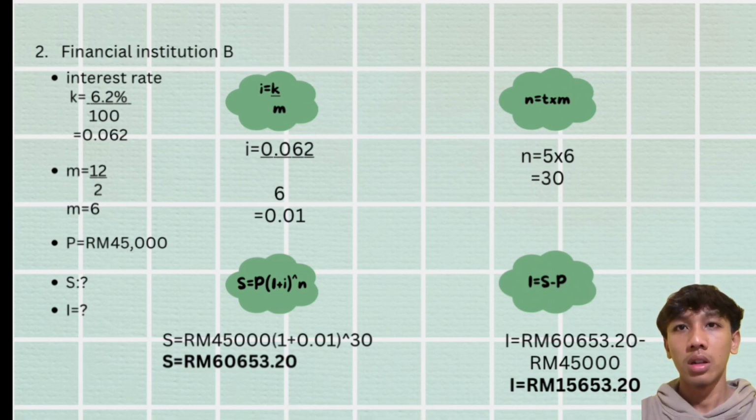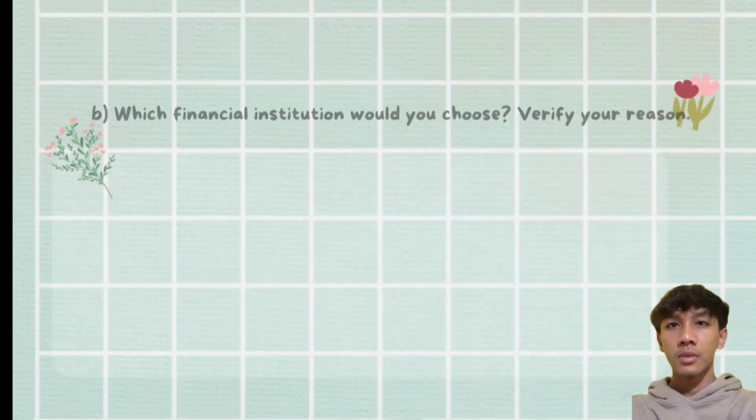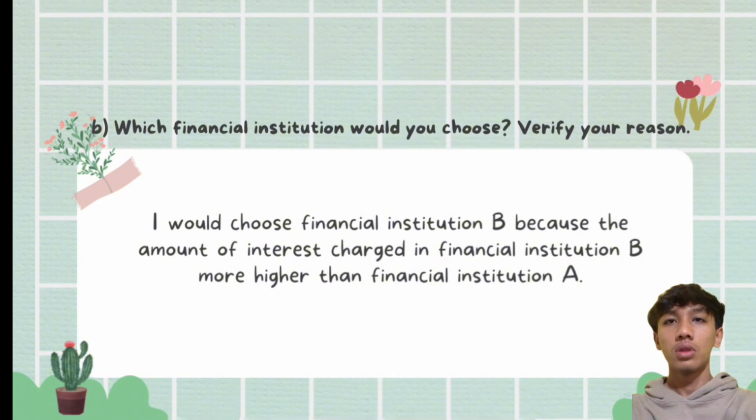After that, to find I, we use the formula I equal S minus P, and then we get I equal RM 60,653.20 minus 45,000. So the answer for I is RM 15,653.20. Which financial institution will you choose? Verify your result. I will choose financial institution B because the amount of interest charged in financial institution B is higher than financial institution A.